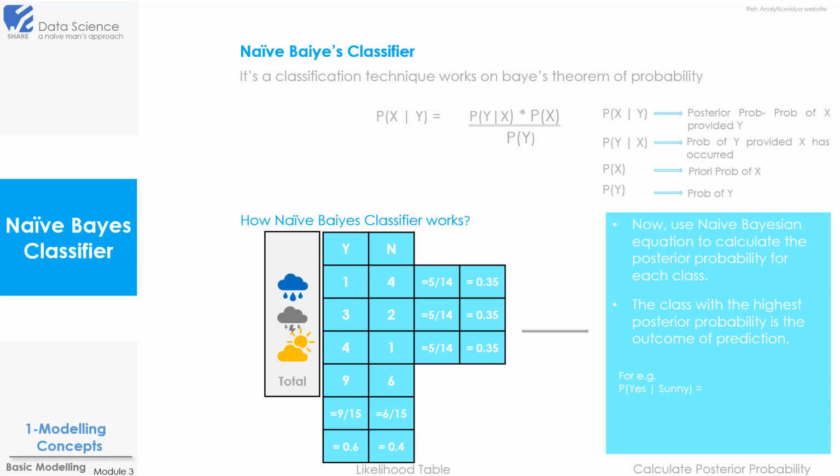For example, we can calculate posterior probability of the possibility of playing provided the weather is sunny. So our equation would be probability of sunny weather provided the play has happened multiplied by prior probability of play happening divided by the probability of weather being sunny. Now we can substitute these values and find the posterior probability. So that's in a nutshell how a Naïve Bayes classifier works.